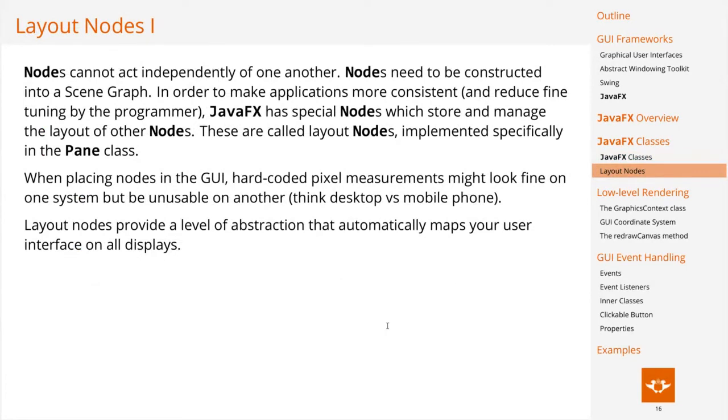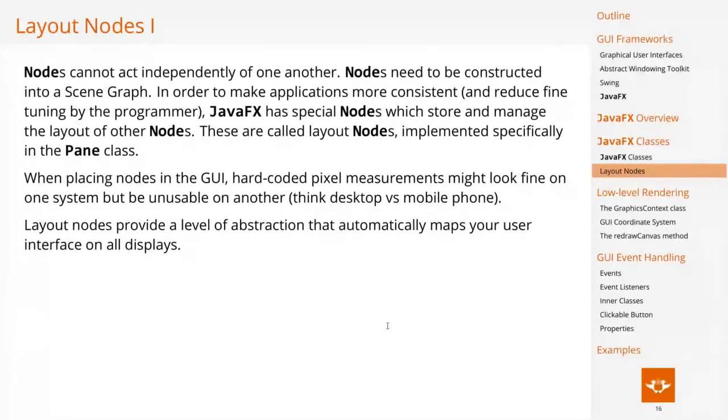So with nodes, we cannot just have them by themselves, just floating around in free space. We need to put them into a scene graph. So with the scene graph, we can basically say where things are by using different layout nodes. So layout nodes give a general idea of where different controls should go.